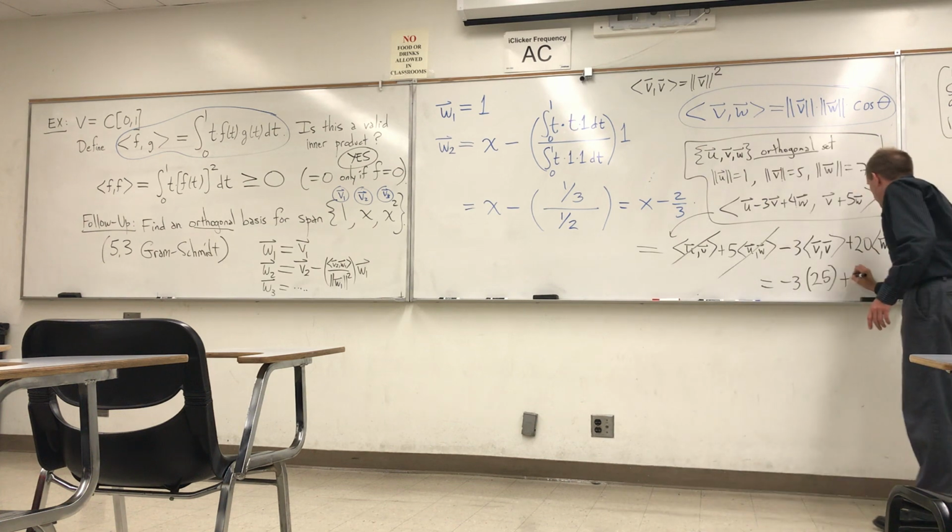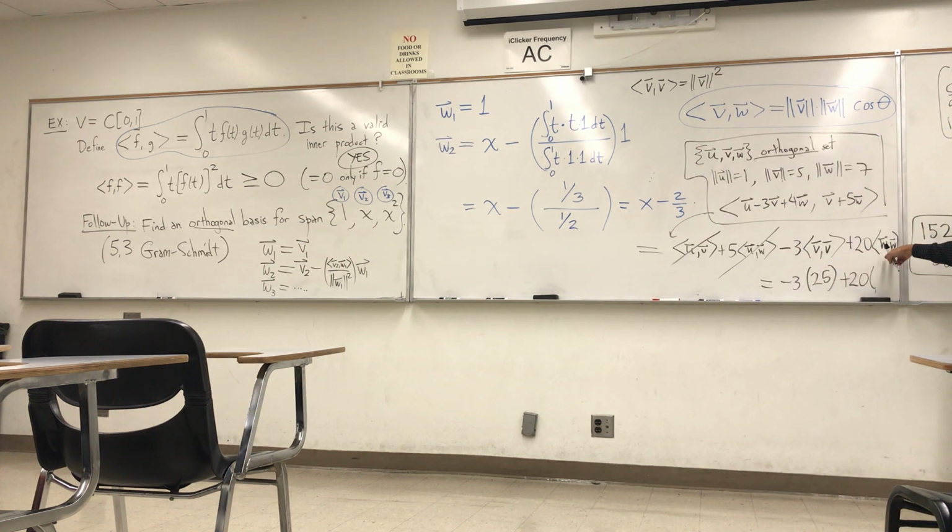And then finally we have plus 20 times, what am I going to put for the inner product of W with itself? 49, exactly. So this would be 49 times 20 minus 3 times 25. Guys, if you get this and you don't want to simplify it, I'm fine with that.